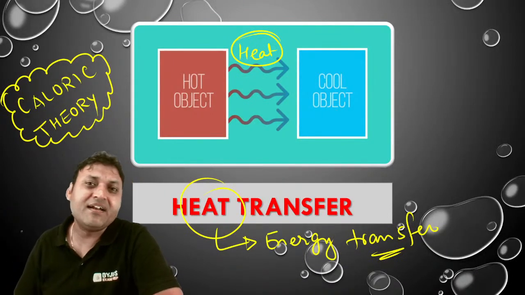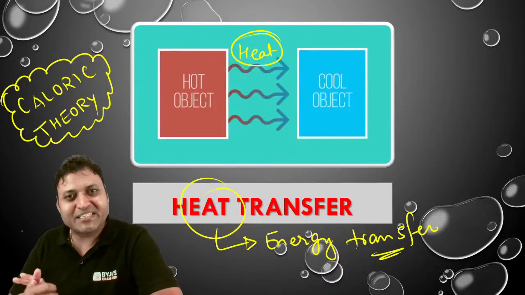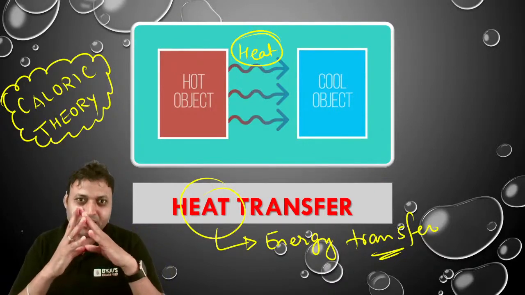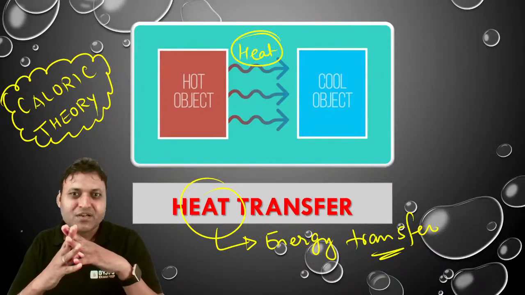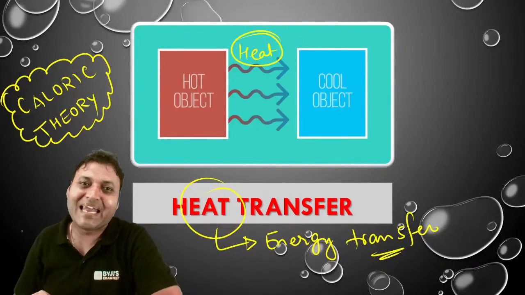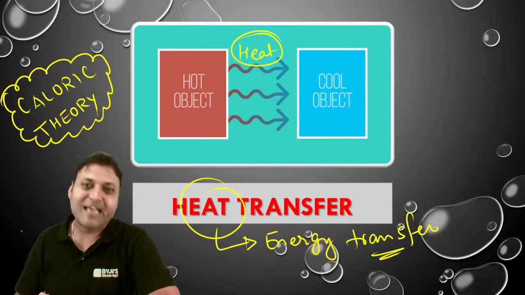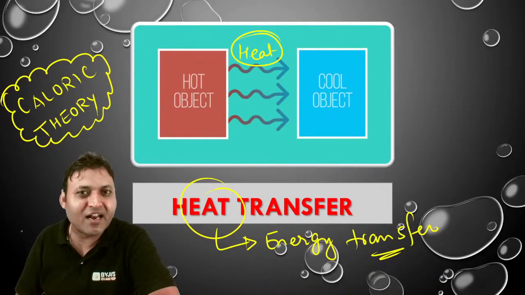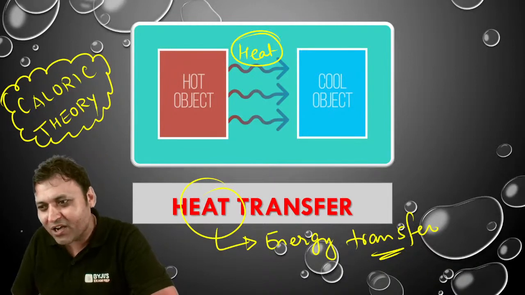And if you have studied thermodynamics, you must have studied that energy is defined in two ways. One is the energy which is stored in the system, the energy content of the system. That is a property like internal energy or enthalpy. That is the property of the system.